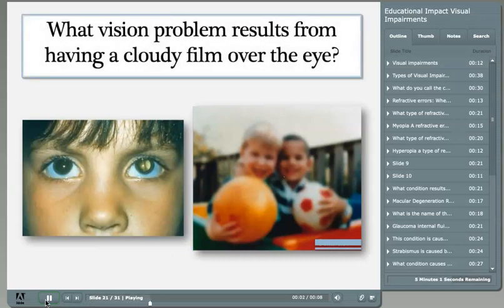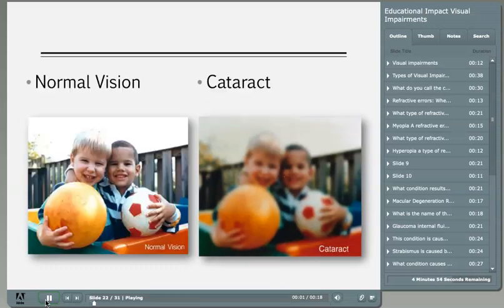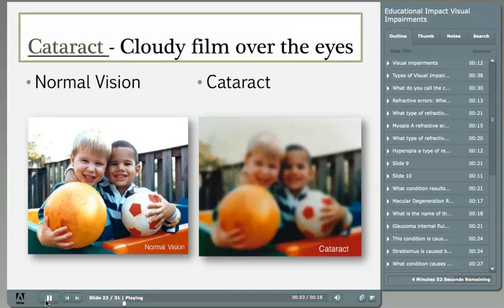What vision problem results from having a cloudy film over the eyes? The answer is cataracts. In most cases, cataracts can be removed and vision will improve. Cataracts is often an age-related condition. However, some children have them.